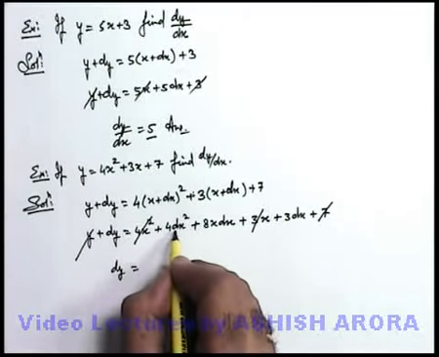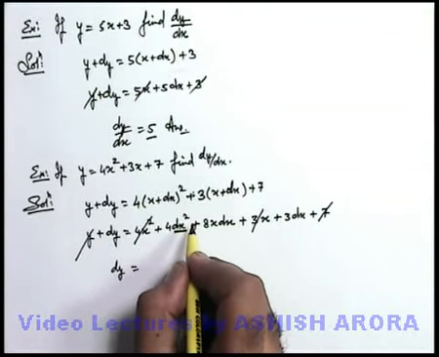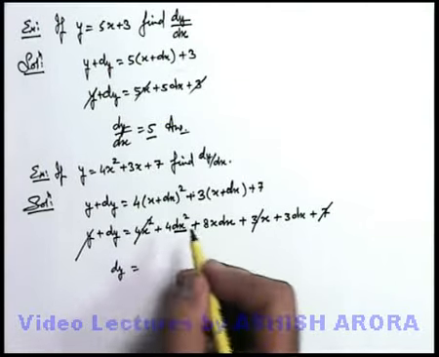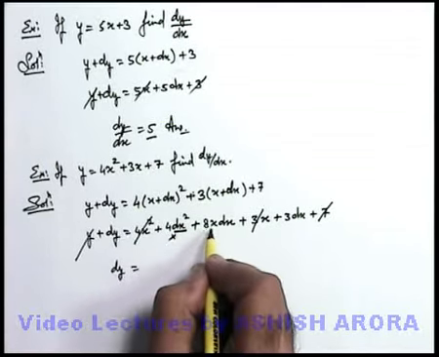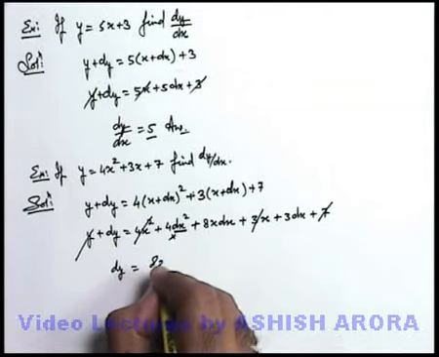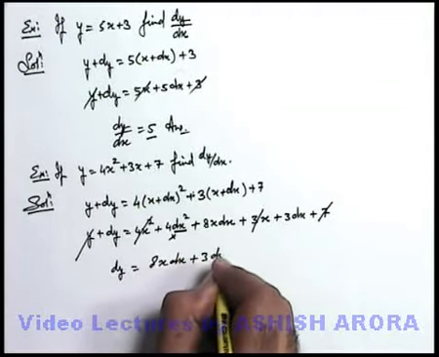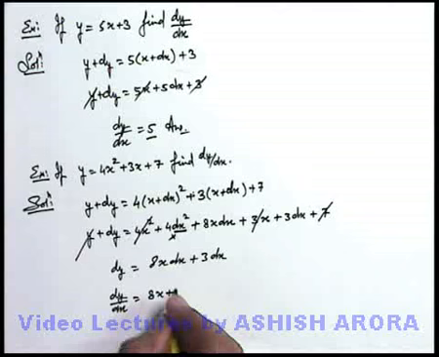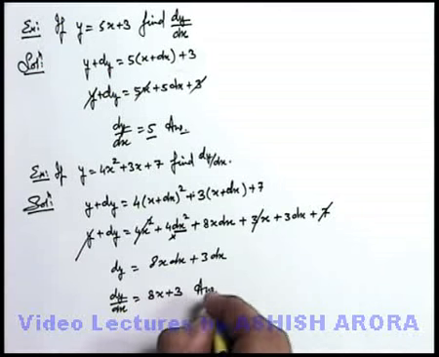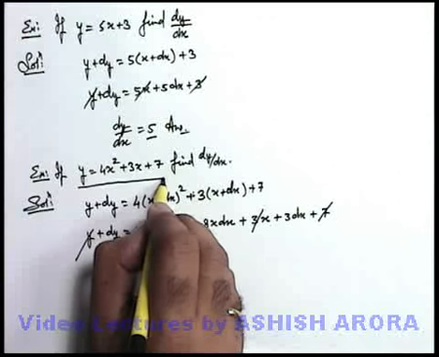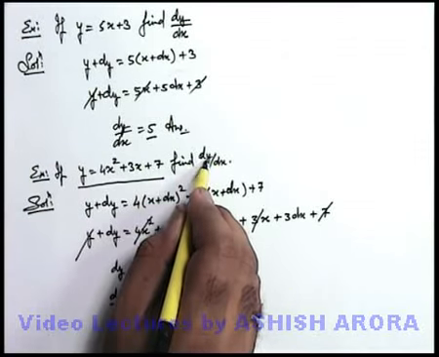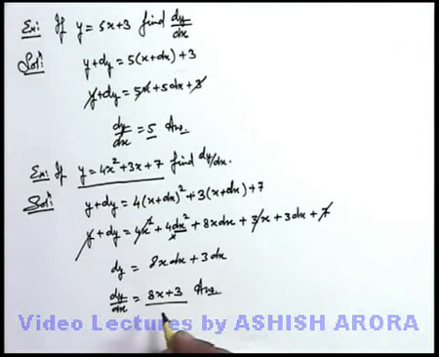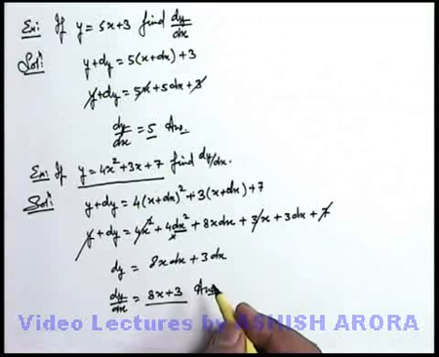As we already discussed, dx is a very small quantity, and the square or higher orders of a very small quantity are almost negligible. So we can ignore the 4 dx square factor. The remaining factors are 8x dx plus 3 dx. From here we get dy by dx equals 8x plus 3, which is our answer. Or you can say y is 4x square plus 3x plus 7, then differentiation of y, or derivative of y with respect to the variable x, is 8x plus 3. This is the way we analyze mathematical differentiation.